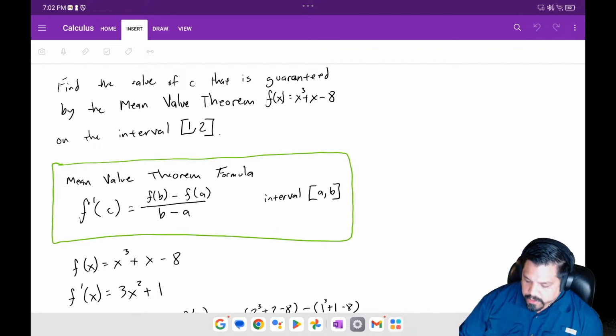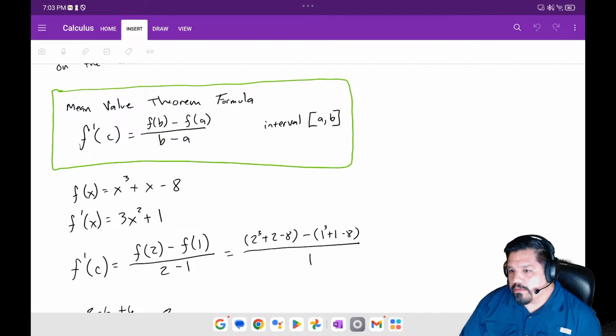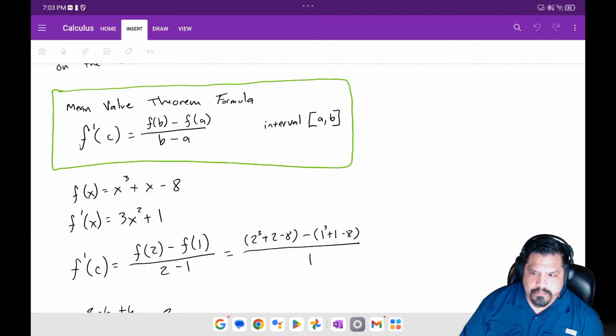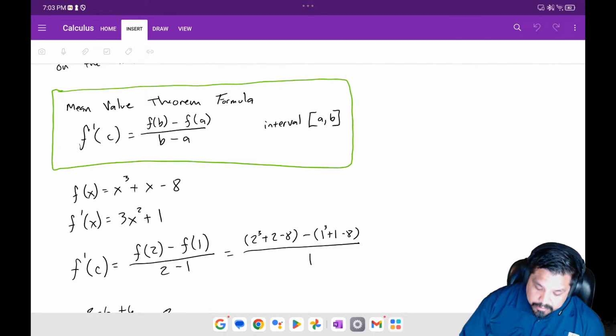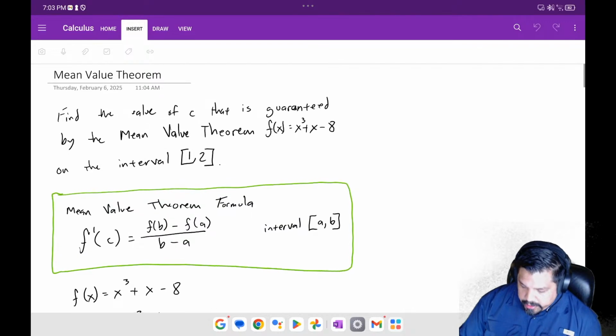So the mean value theorem is f prime of c is equal to f of b minus f of a, all over b minus a. And we have the interval in between a and b, right? So this is going to be the main focus, the main formula for the mean value theorem. And what we set up today is just an example.